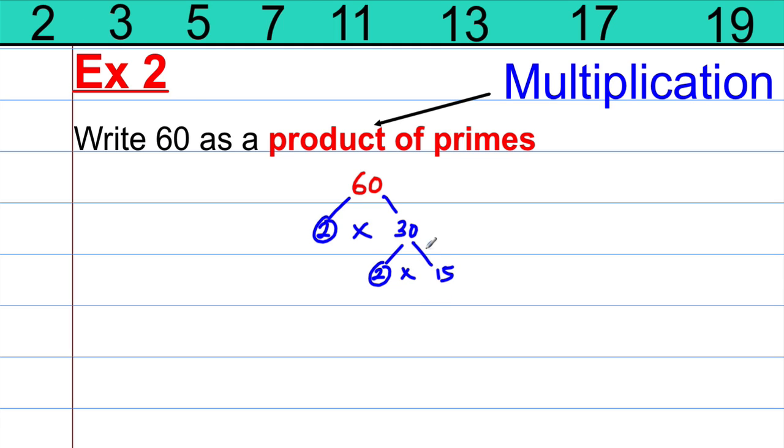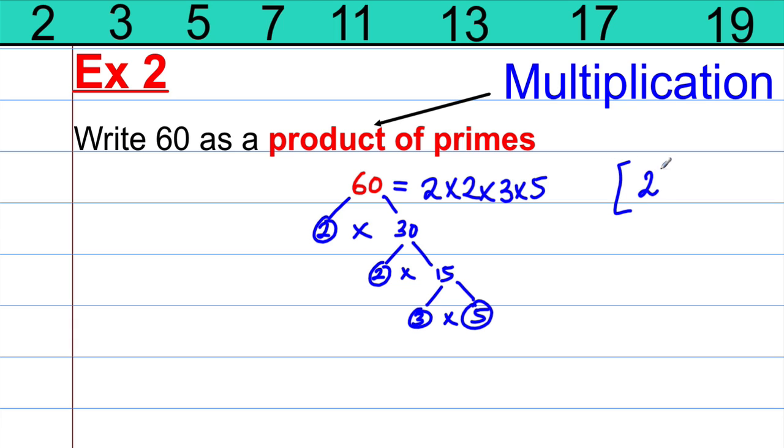It can be written as 2 multiplied by 15. Now we look up 15's composite and we say, can 15 be written as 2 multiplied by something, a whole number? No. So we now go to 3. Can it be done as 3 multiplied by something? Yes, 3 multiplied by 5, and 5 is one of our primes. So we can say with certainty that 60 is equal to 2 multiplied by 2 multiplied by 3 multiplied by 5. Using index notation, that's 2 squared multiplied by 3 multiplied by 5. Check it. 2 multiplied by 2 is 4, multiplied by 3 is 12, multiplied by 5 is 60.